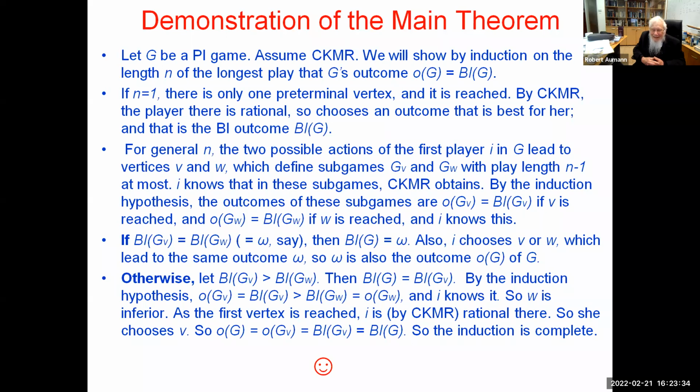I think that's a very good point, and I will correct it accordingly. Thank you very much. Instead of saying that I knows that in these subgames CKMR obtains, I should have said that I knows that in whichever one of the subgames obtains, in whichever one of V and W is chosen, CKMR obtains. Very good. Wonderful. Thank you very much.